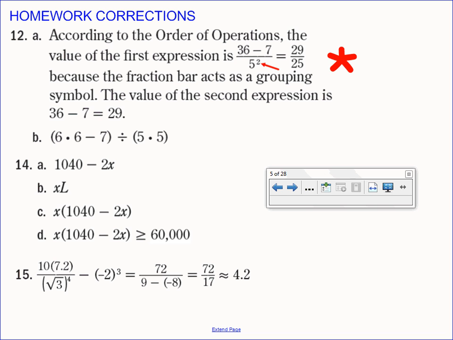14, it's a great problem, right? That had the fencing, the 1,040 feet of fencing, and the river that was acting as one of the sides of the pen. So 1,040 minus 2x would give the length L, right? On the fence. Area would be x times L. Substituting your expression for L would give you x times quantity 1,040 minus 2x, that's pretty sweet. It's saying that's at least 60,000 square feet. At least translates into greater than or equal to. 1572/17 to be exact, that's about 4.2 on your calculator.